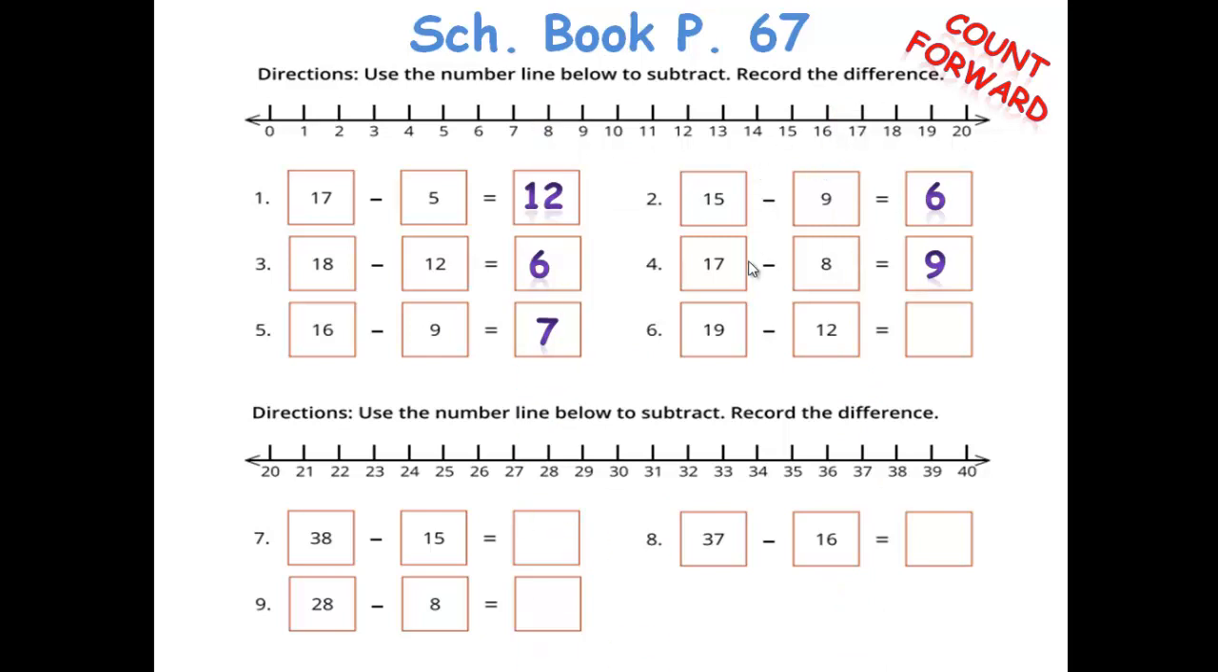19 minus 12. So I will start with 12. I will put my finger on it and circle 12. And then I will count till I reach 19 and stop. Follow my arrow. 1, 2, 3, 4, 5, 6, 7. Stop. How many times did we jump? 7 times. So the answer is 7.